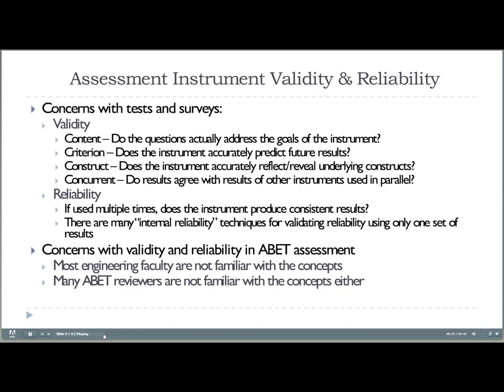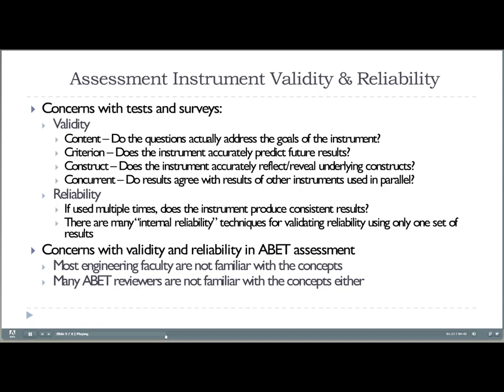The most important or most common is probably content validity, and that is, does the survey or test that you've created actually address the goals of the instrument? And sometimes people will put together a survey, and then when you look at the questions, you realize they don't even address the purpose of the survey. So how can you guard against that? One way is to use a panel of experts to review a survey or a test, and based on their expertise, they can tell you how the questions are doing in meeting your goals and make many suggestions on how to improve the survey.